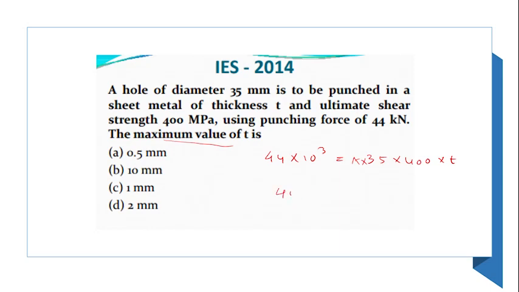So it will be 44, 3.14, 35, 400 will be your thickness. When you calculate this, it is coming as 1.000 something. So your option A is correct. Sorry, option B is correct. C is correct. Okay.